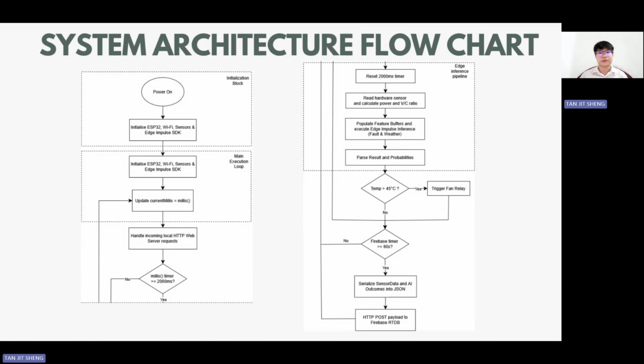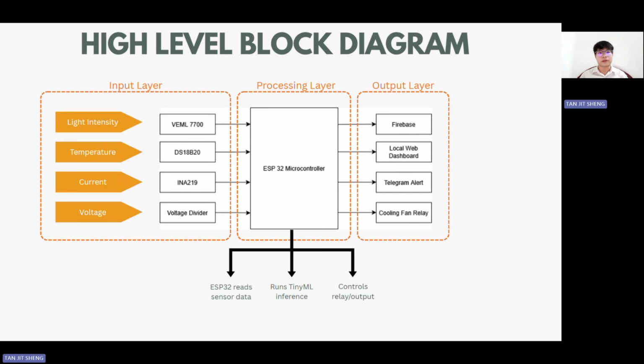And here is my system architecture flow diagram. I will talk about the high-level block diagram. And it is divided into 3 layers, which is input layer, processing layer, and output layer. As what you can see, I am collecting light intensity, temperature, current, and voltage at the input layer. And in the processing layer, I'm using the ESP32 to read the sensor data, run the TinyML inference, and also control the relay and the output.